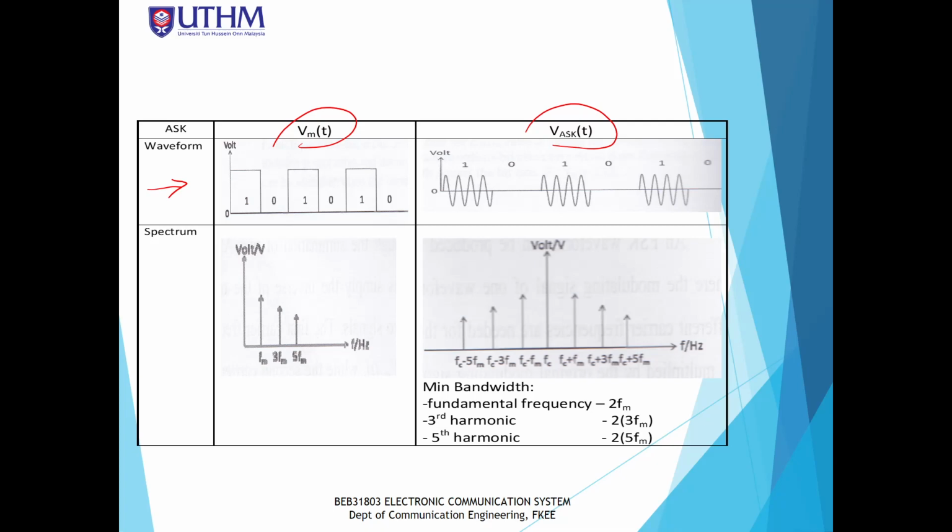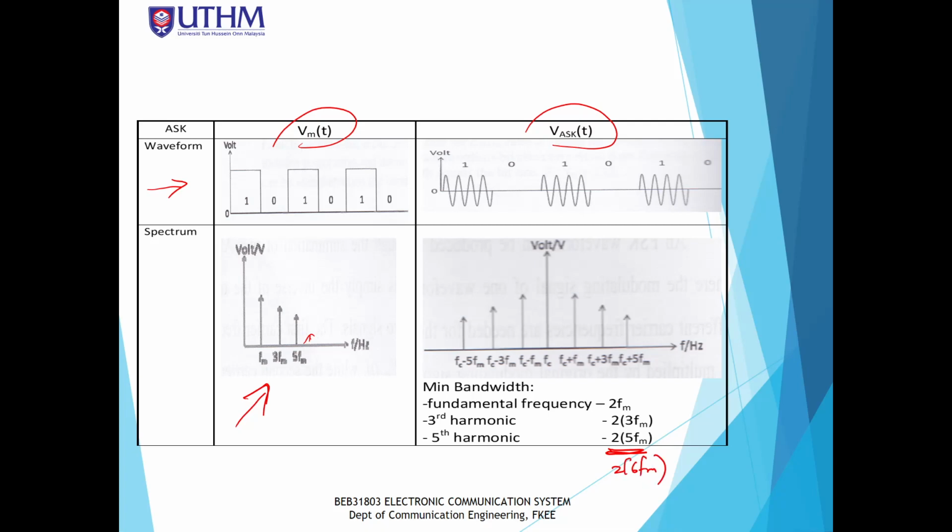If the input signal is up to the 5th harmonics, for example, up to 5 fm, that means the bandwidth is going to be 2 times the input frequency. So if the input is up to 5 fm, that means it is up to the 5th harmonics, and it's going to produce the bandwidth of 10 fm. If it is up to 6 fm, for example, we're going to produce 2 times 6 fm.